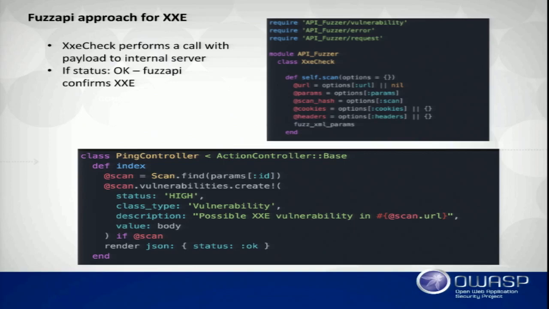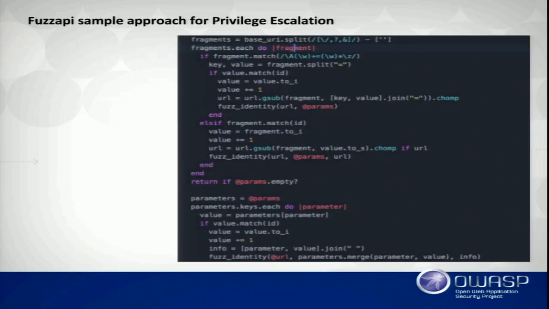So this is a typical flow for an XXE vulnerability. We just ping a local URL and get a confirmation. If there is a confirm status, we just create a vulnerability for that particular scan. So yeah, we use a similar approach for privilege escalation.